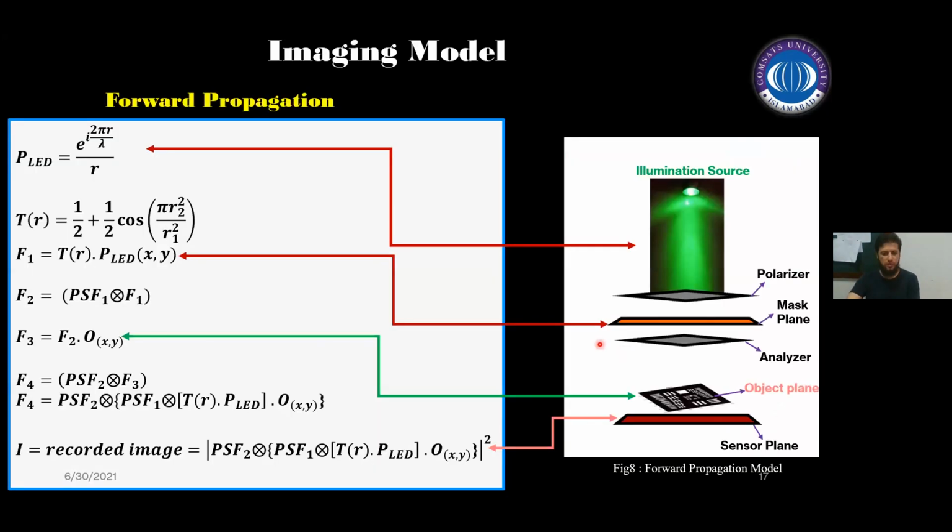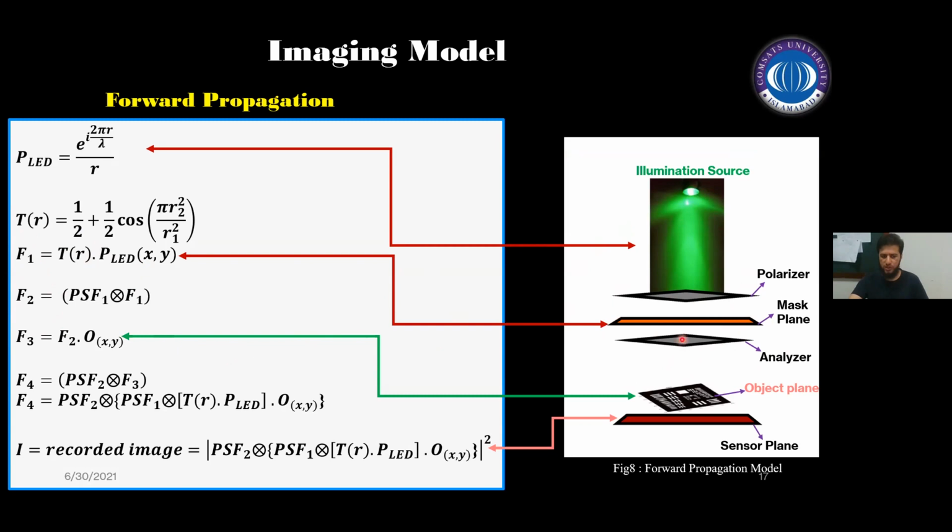Let me discuss the imaging model. Here is the mathematics for the forward propagation. This is the equation for the incoherent illumination, and this is the transmission function of the mask. When the light propagates towards the mask plane, the field in the mask plane is the product of the illumination source and the transmission function.